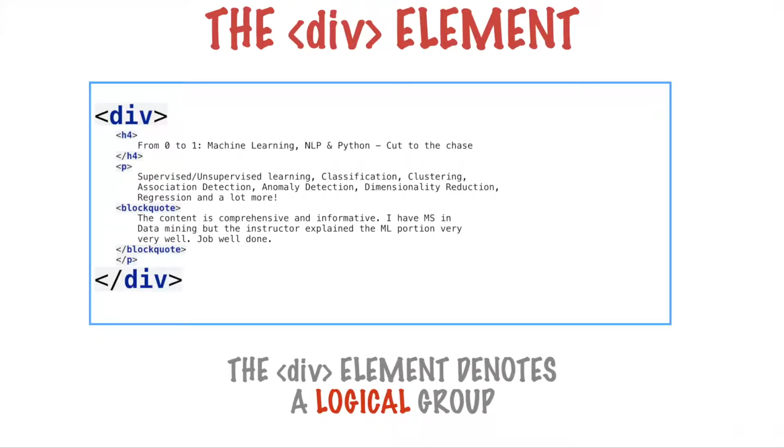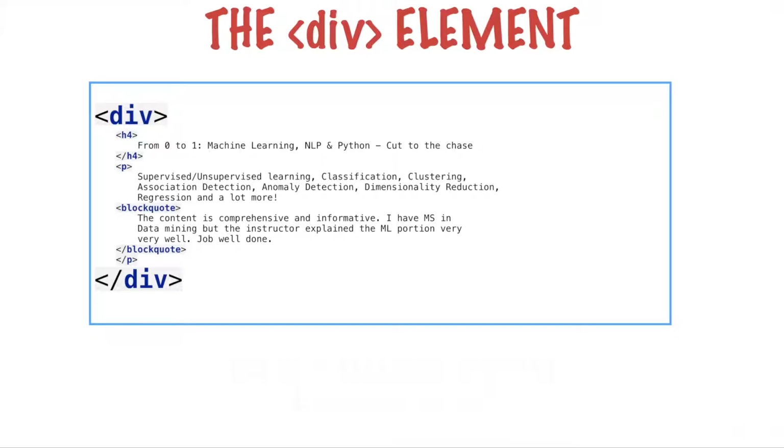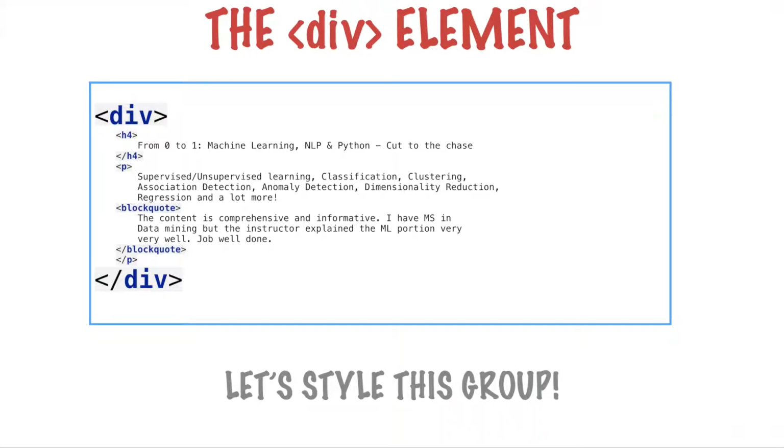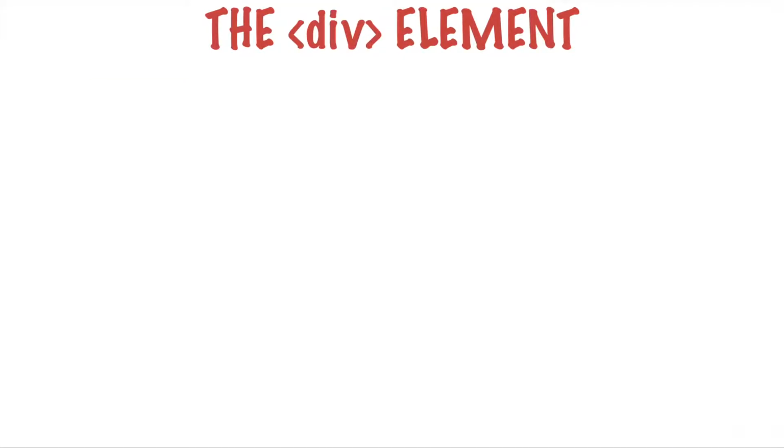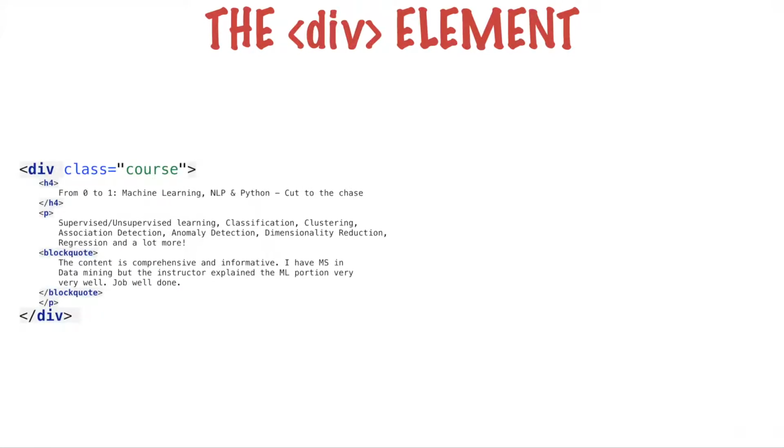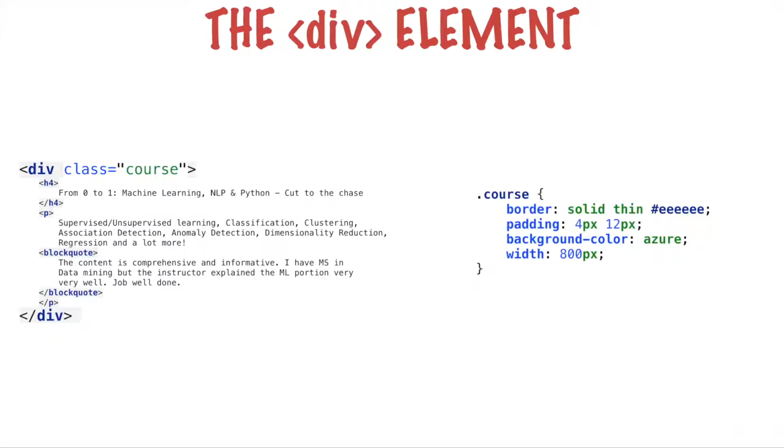And once we have an HTML element that corresponds to a logical group, it's surely not a great stretch of the imagination to realize that we can now style this particular group. How would we do so? Well, the usual way. We'd specify a class name on this div element and then go ahead and create a style specific to this class name. And that's exactly what you see on screen now.